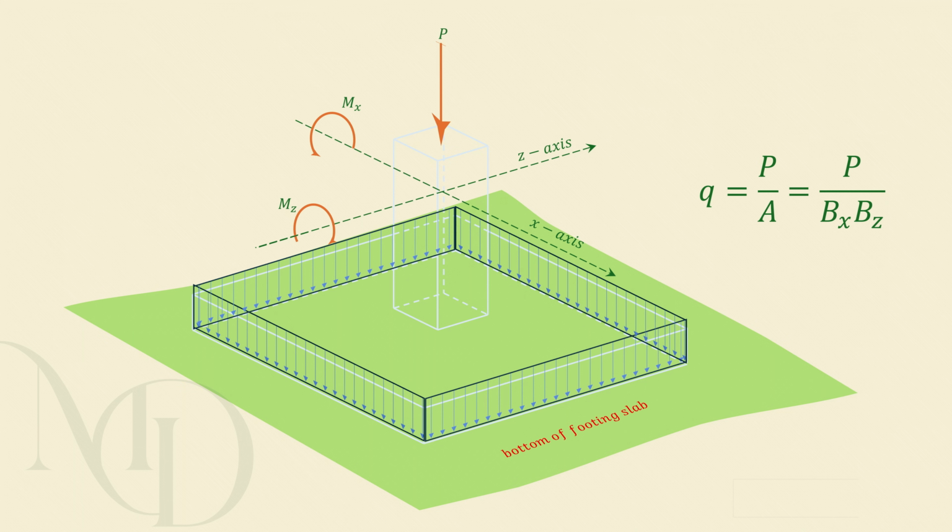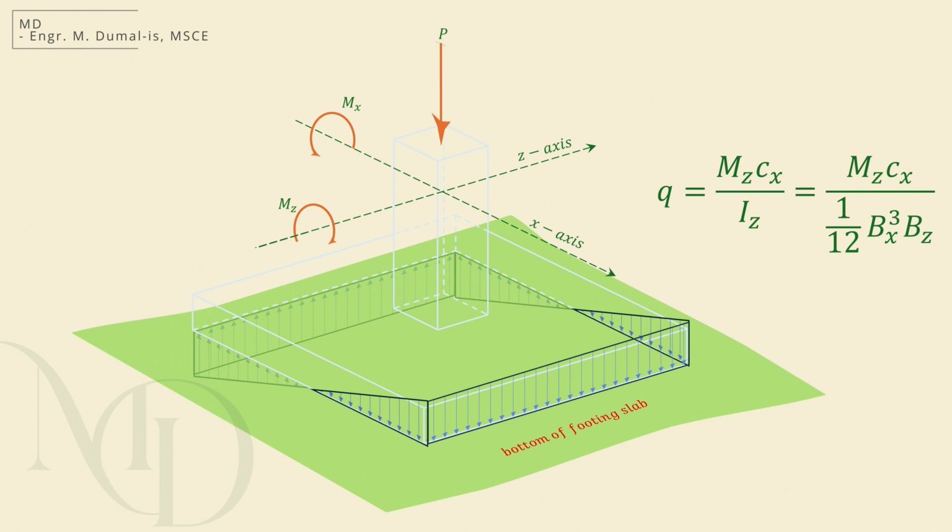So then, let's recall how loads are transferred to the foundation. When only an axial force acts on the column, the soil underneath resists it uniformly. This means that the stress at the bottom of the footing is also uniformly distributed. We can compute that stress as P over the area of the footing slab.